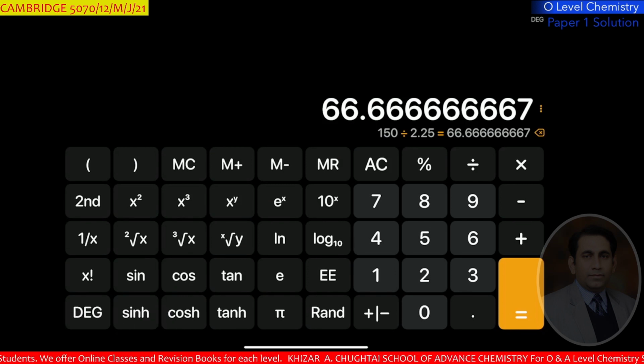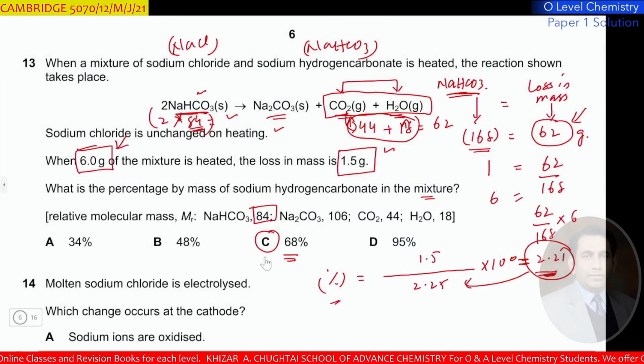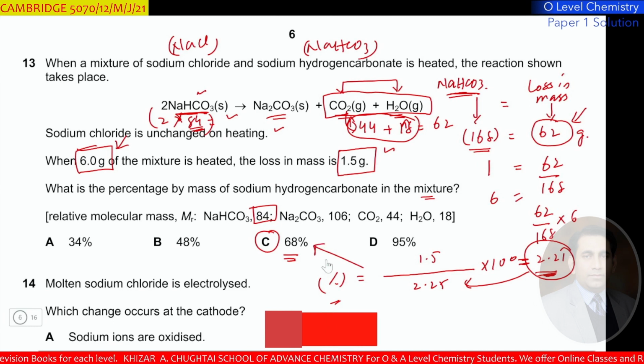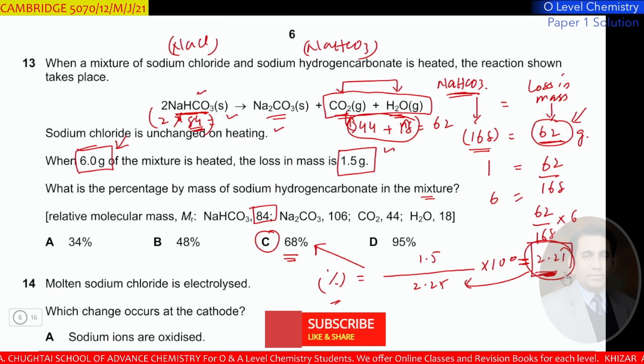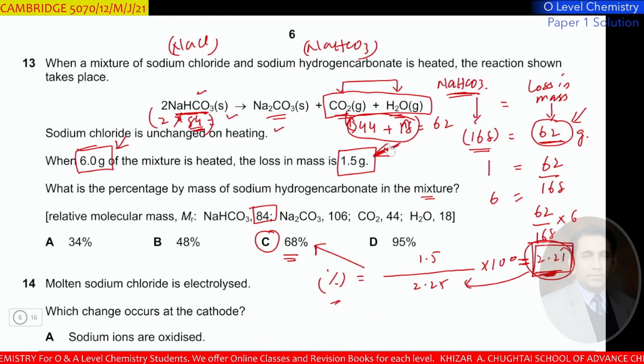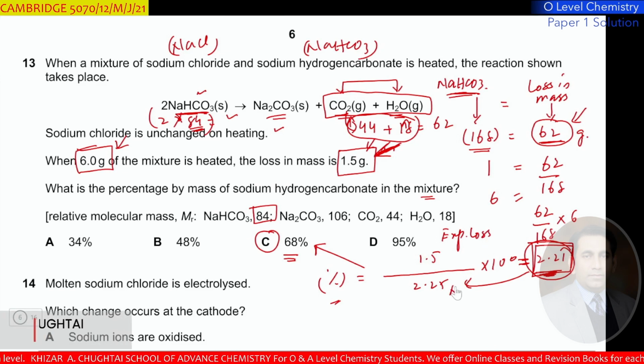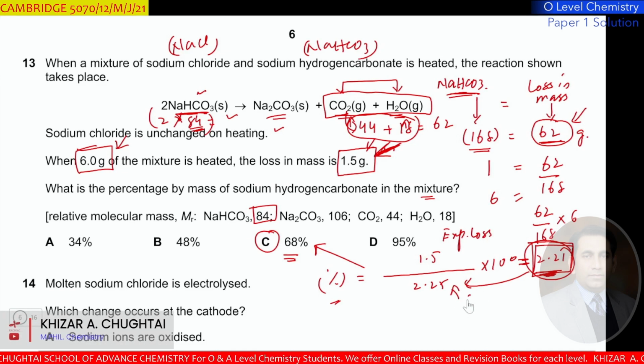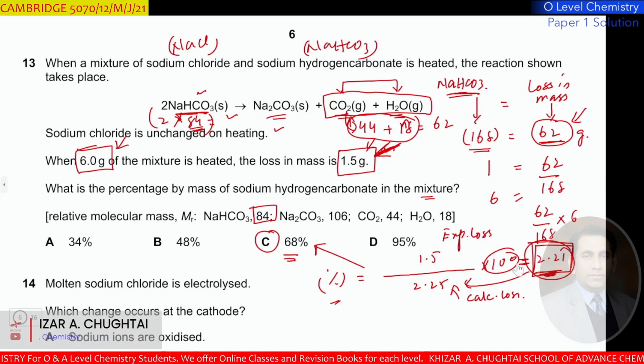This is the shortest method. This is the shortcut way, you can say. This answer is very much close to option C. I just find the loss in mass. What should be the total loss, the maximum loss that can be made from this experiment, and what was the experimental loss. I mean, the actual loss was equal to 1.5, and as far as the calculations are concerned, our loss should be 2.25. So the experimental loss in mass over the expected or calculated loss in mass, multiplied by 100, will give you the overall percentage.